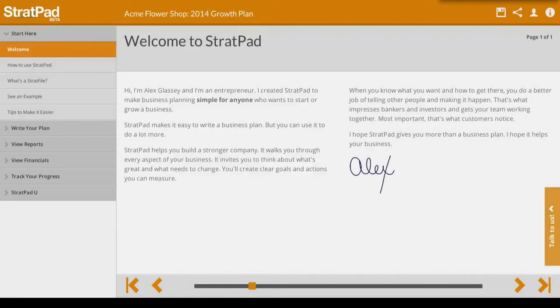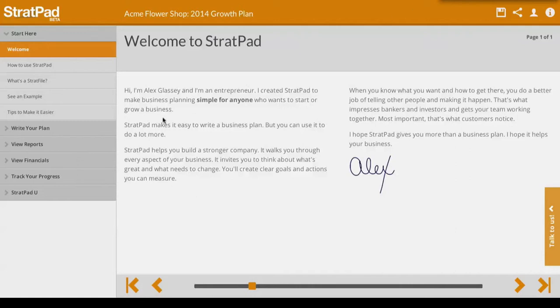One of the reasons that businesses do planning is so that they can ask themselves questions, what if questions. What if I wanted to do this? What if I wanted to do that? Do we have enough money to be able to afford to do those things? And StratPad really makes this process simple. Once you've got a basic plan in place, you can start to ask all kinds of questions.